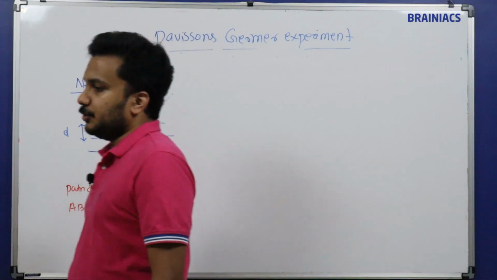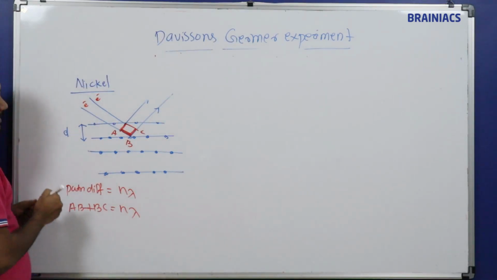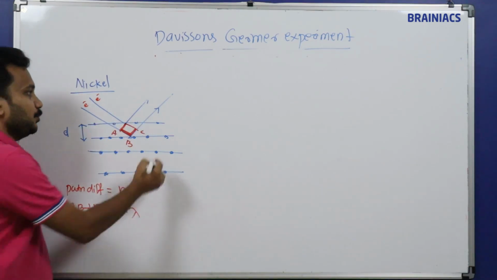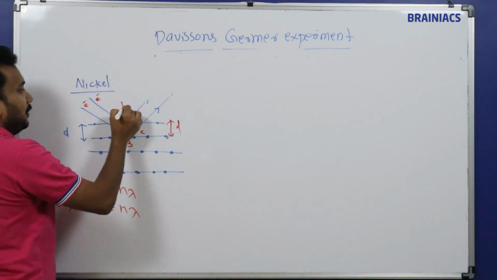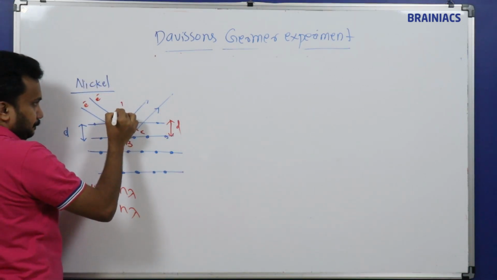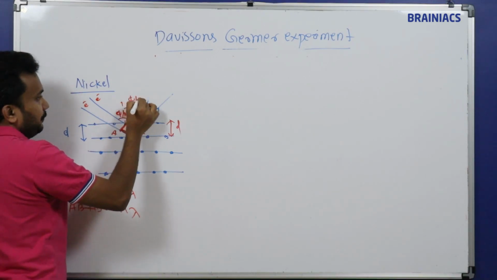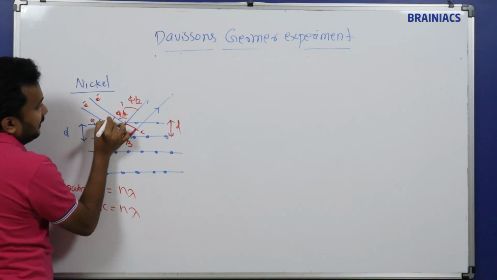Interference means addition of two waves, that is called interference. So AB plus BC, I know the crystal lattice distance. What is this distance? It is called d. If the angle of incidence is, maybe let me make it 5 by 2, so this is also 5 by 2. This crystal plane creates an angle theta, so this angle is also theta.